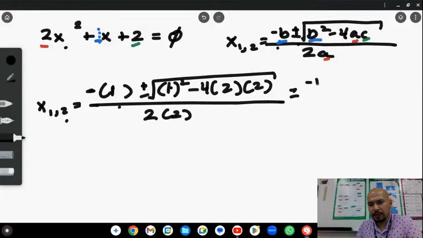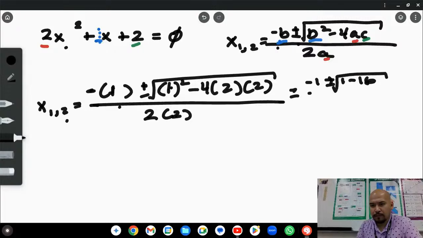Negative times the 1, that's negative. Minus 1 times 1, 1. Negative 4 times 2 times 2. Well, negative 4 times 2, that's negative 8, times 2, that's negative 16. So, 2 times 2, that's 4.